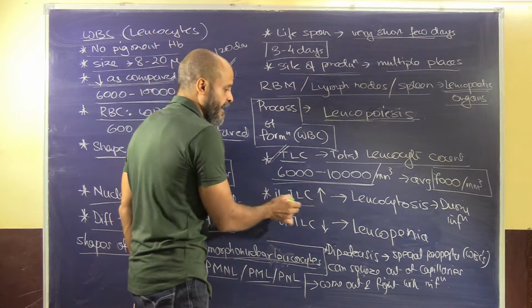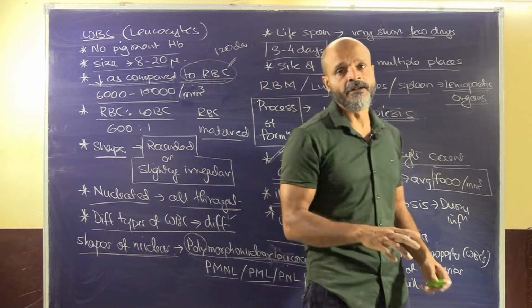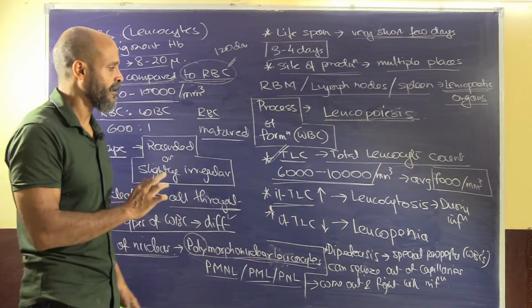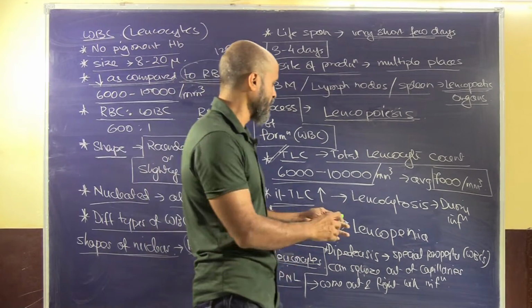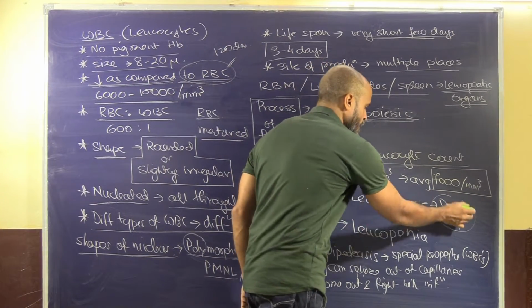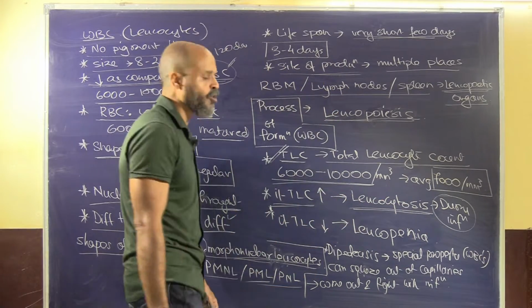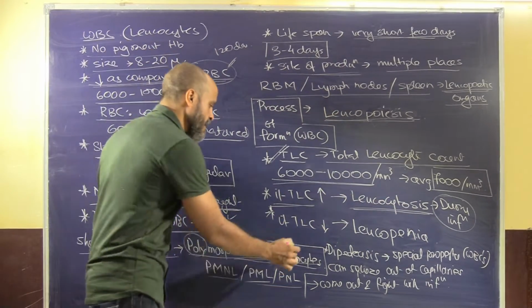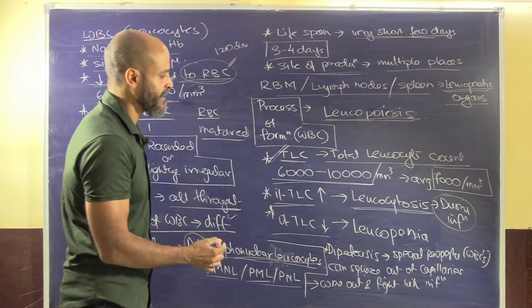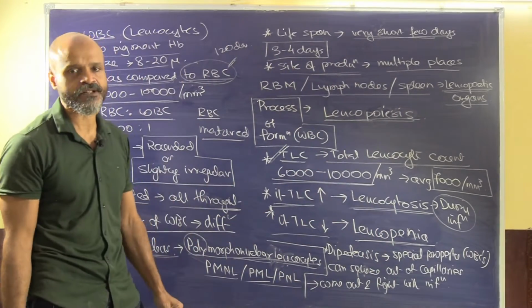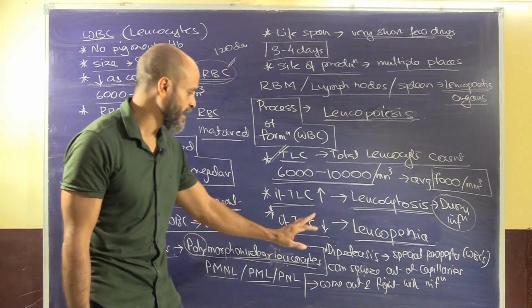Now TLC can rise higher. Why? During infections. As it is basically concerned with the immune system of the body, obviously the TLC count will rise higher during infections, and this is known as leukocytosis. Similarly, the TLC count can drop, and this phenomenon is known as leukopenia. So we have different reasons for both leukocytosis and leukopenia.